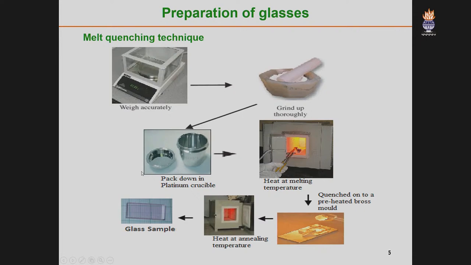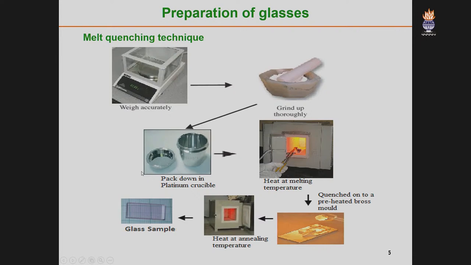So we have to weigh the chemicals with the appropriate mole percent. By using a mortar and pestle, we grind the powders and transfer them to crucibles. Here I have shown a platinum crucible. It is very high cost, so most of them are not using platinum. Usually all researchers are using porcelain crucibles.